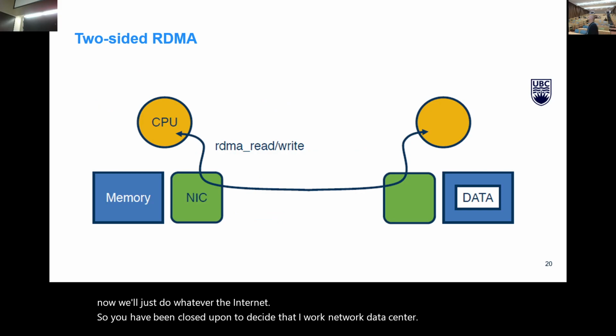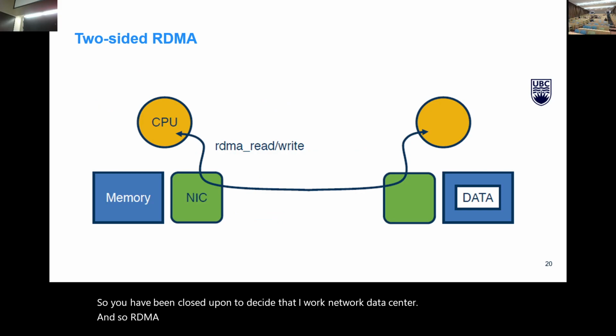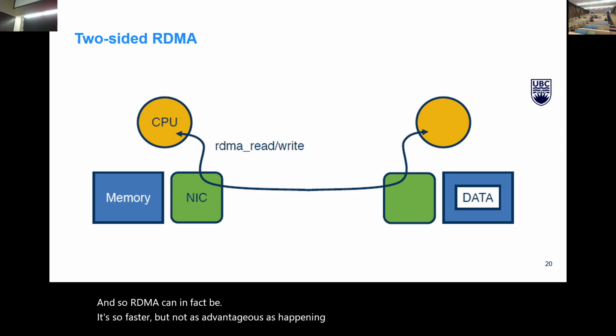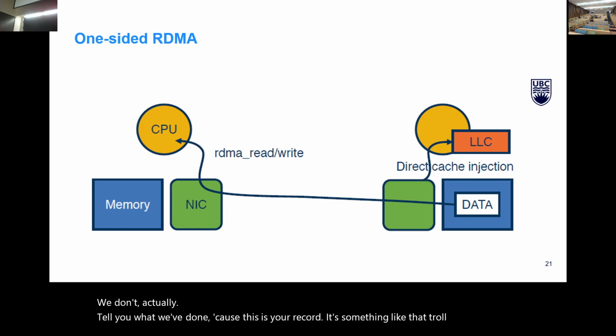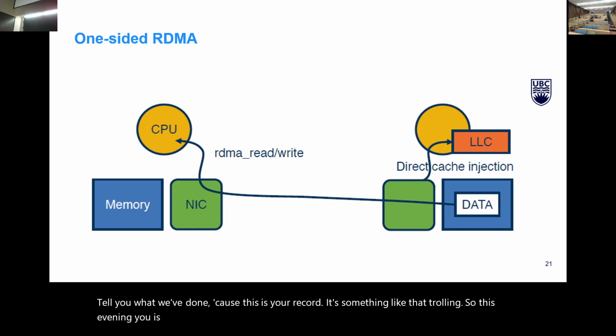And so RDMA can, in fact, be CPU aware, which is still faster, but not as advantageous as having one-sided RDMA. In one-sided RDMA, we don't actually tell the other CPU what we've done. We still have to have a control layer. So the CPU on the left is controlling the data transfer, but the CPU on the right doesn't directly know. It doesn't have any direct involvement.